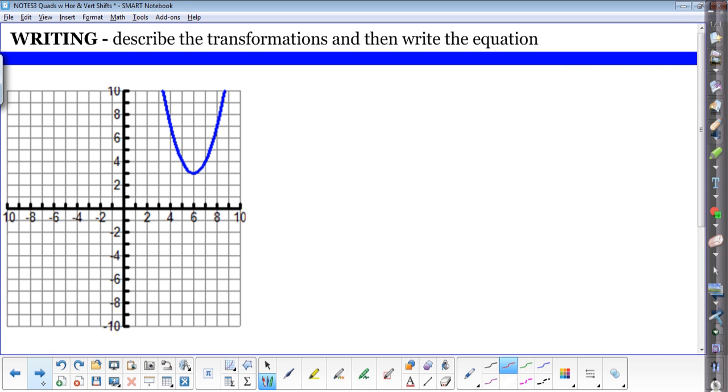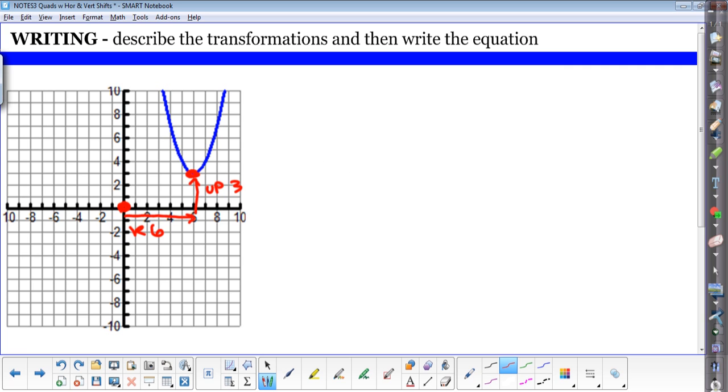One more before I let you guys go. We're going to look at this one and try to write our own equation. The first step is to describe the transformation. Well, if we remember, our parent function has a vertex that's right here. This guy's vertex is right there. So what did we do? We went right 6, and then we went up 3. We went right 6 and then up 3.